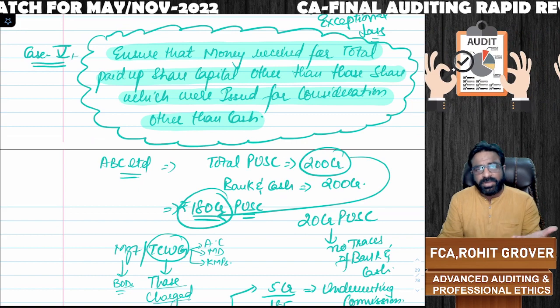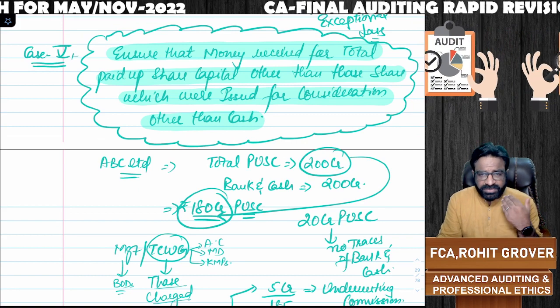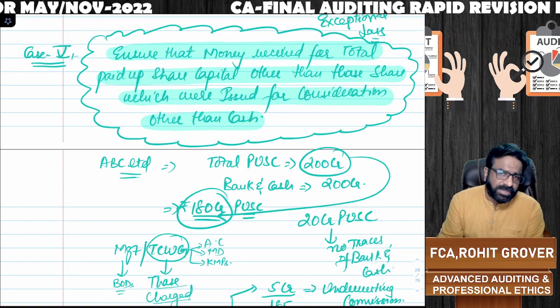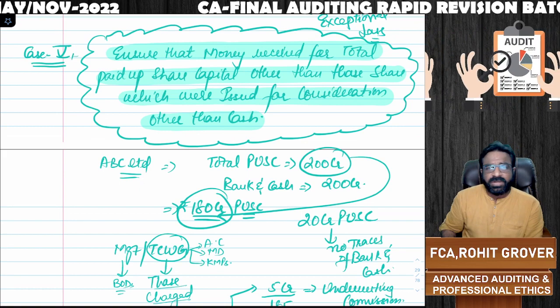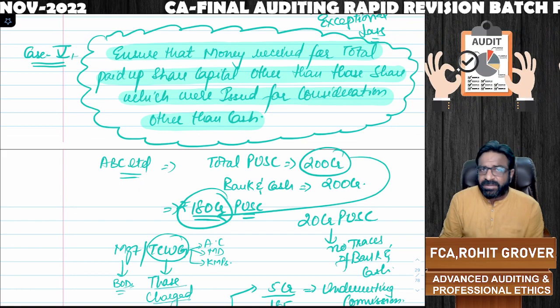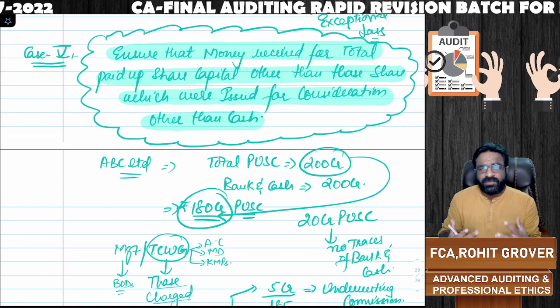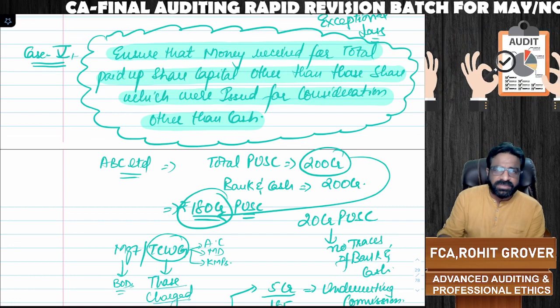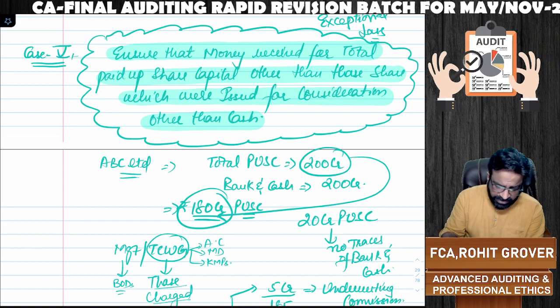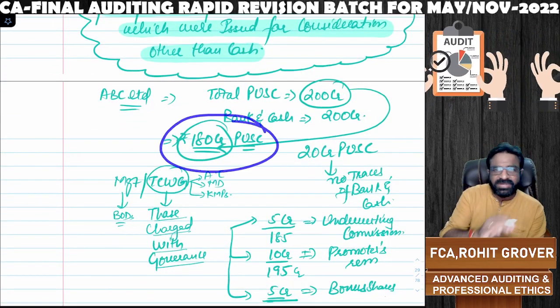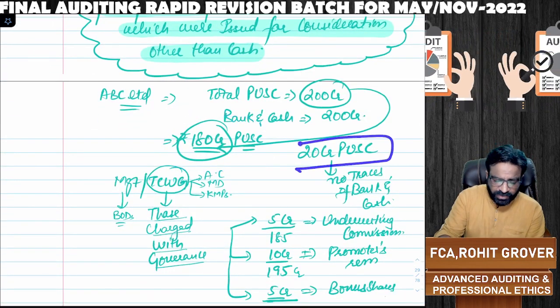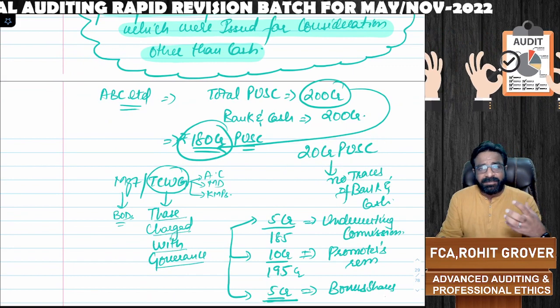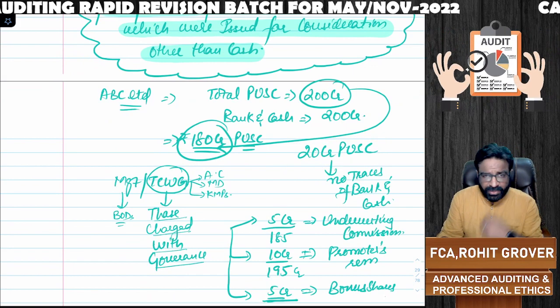If they are claiming that there's 200 crores of paid up share capital, it means they might have received it in the form of bank or in the form of cash. So check out their bank and cash registers. Let's say, for example, you got only 180 crores reconciliation. So what is the difference? 20 crores of difference is coming. Ask them, inquire from them where these 20 crores have gone.